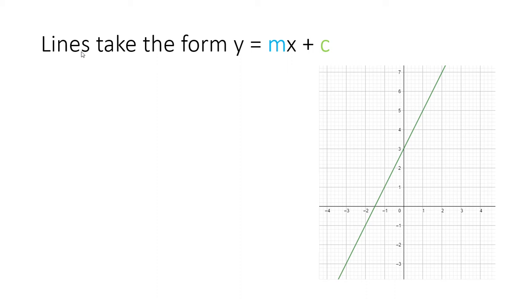So in this video, we'll look at how to find the full equation of a line given two coordinates. Before we do that, let's just talk about the general form of a line first. y equals mx plus c.